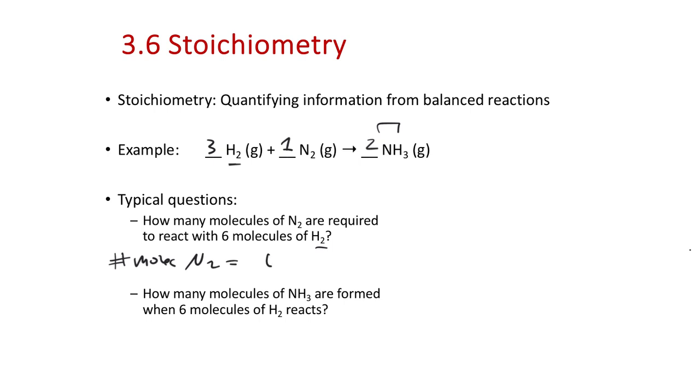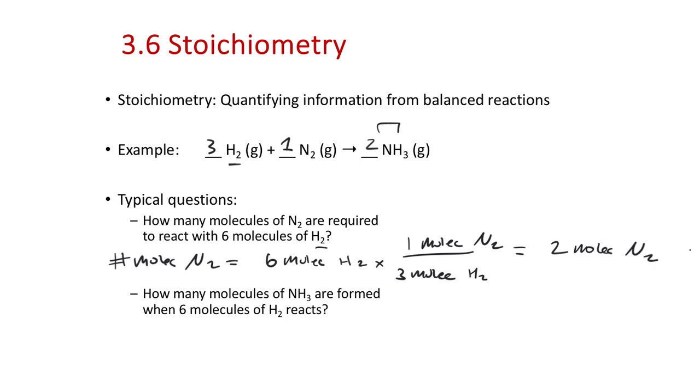It would just be very easily, we have 6 molecules of H2. Then we just use the coefficient: for every 3 molecules of H2, we need 1 molecule of N2 to react with it according to the equation, so that would be 2 molecules of N2.